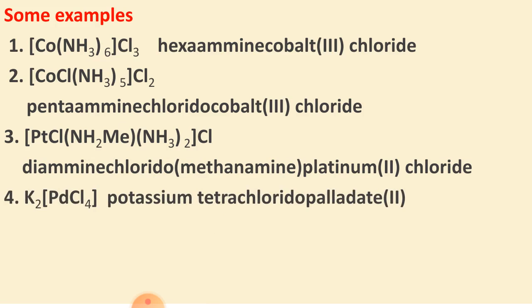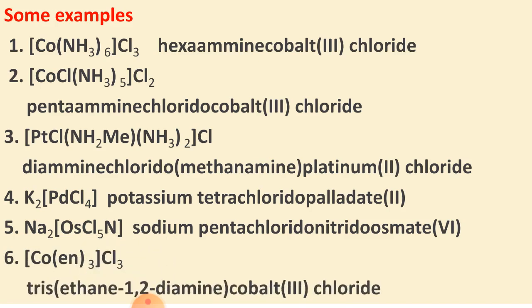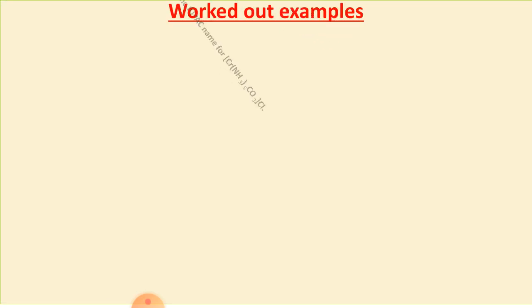Then K2[PdCl4], this is named as potassium tetrachloridopalladate(II). Then Na2[OsCl5N], sodium pentachloridonitridoosmate(VI), N for nitrido, Os is osmium. Now [Co(en)3]Cl3. Here it is tris, because en is named ethane-1,2-diamine, so di is already used. That's why we use tris for 3. Cobalt(III) chloride. So these are some examples and their names are also written here.